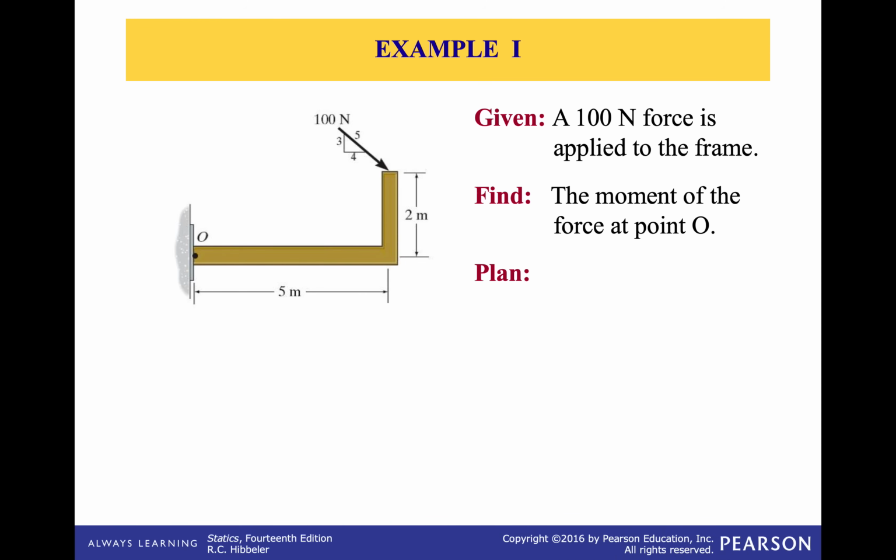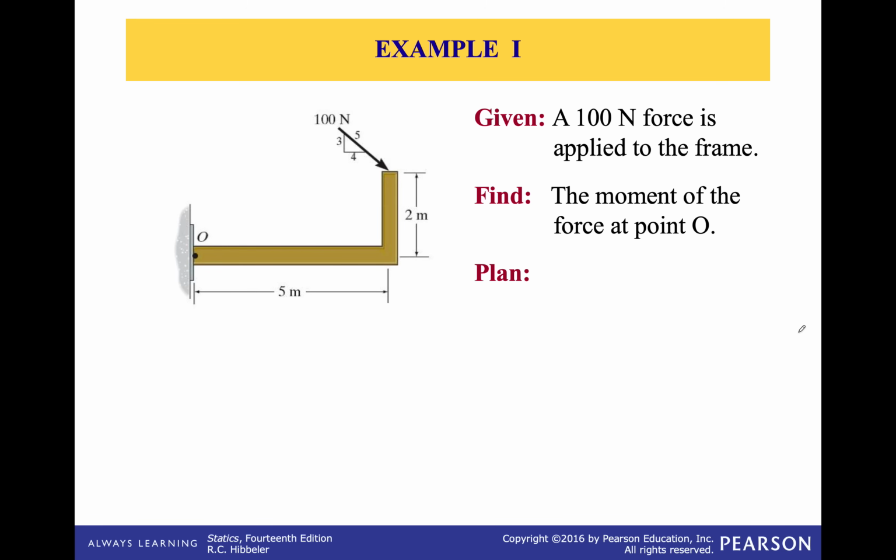So for this example, we are going to analyze the system. We have a 100 Newton force applied to the frame as seen here, and we would like to find the moment of the force around the point O. We need to look at the approach we're going to follow. Remember, this is a 2-dimensional problem, so it's always a good thing to see if we can break down the forces into 2 components.